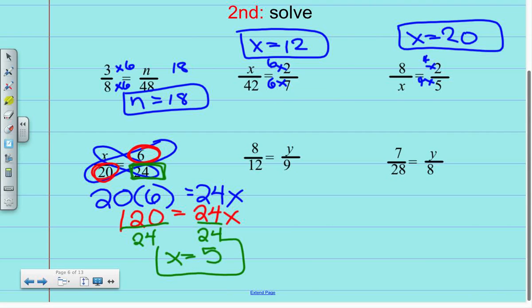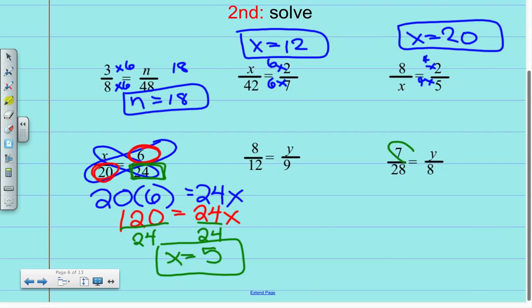All right, I'm going to go ahead and skip this 8/12 is equal to y over 9 because I don't have any room. I want everybody to write this one in their notes: 7 over 28 is equal to y over 8. So the first thing that I'm saying to myself is, can I multiply 8 by something to get to 28? It's a big negative, I cannot. Okay?